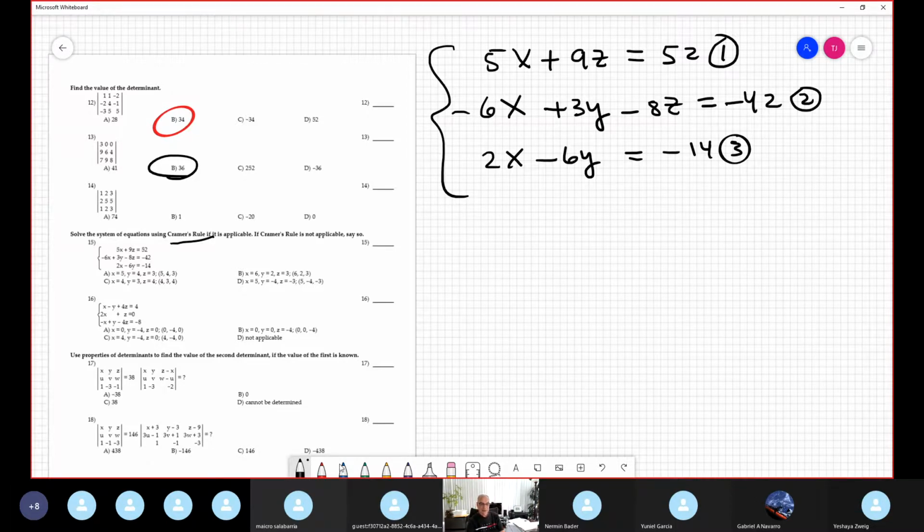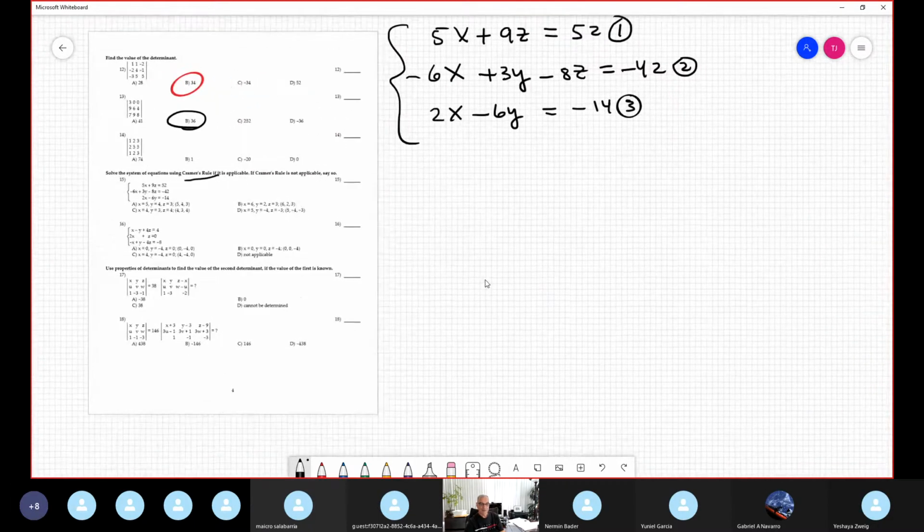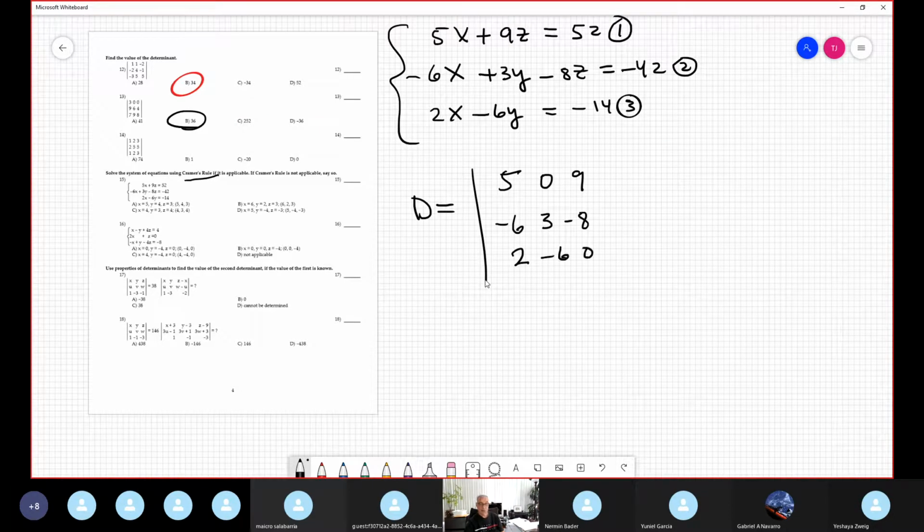Okay, the organization is clear. Look, you compute first of all capital D. Capital D is a determinant 3 by 3, of course, because we have 3 variables, formed by the coefficients in front of the variables: 5, 0, 9, negative 6, 3, negative 8, 2, negative 6, 0. Okay, when one variable is missing, you put 0, no?